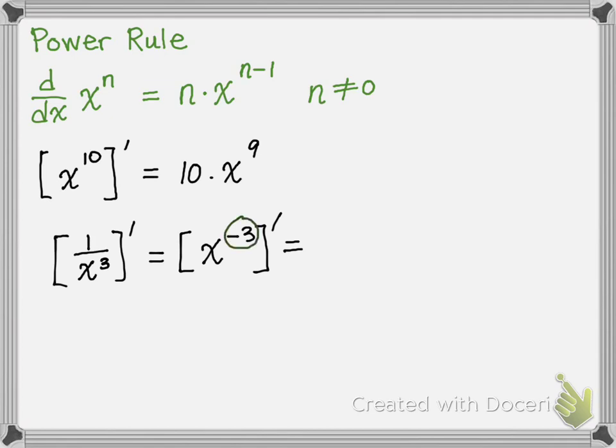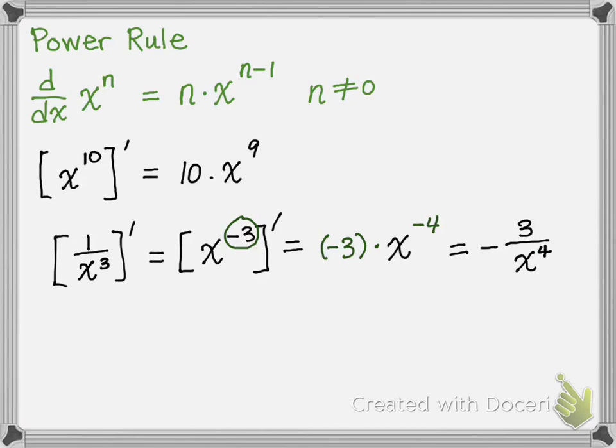So negative 3 is the power. You take the power down, so negative 3, and you multiply by x raised to the power negative 3 minus 1, so it should be negative 4th power. Then you can simplify if you want. But if you keep it this way, it's obvious that you apply the power rule for x to the nth. So if you simplify it, you will get negative 3 over x to the 4th power.